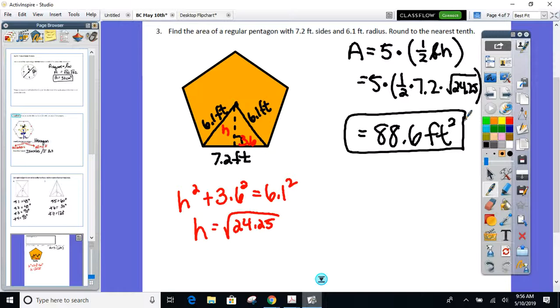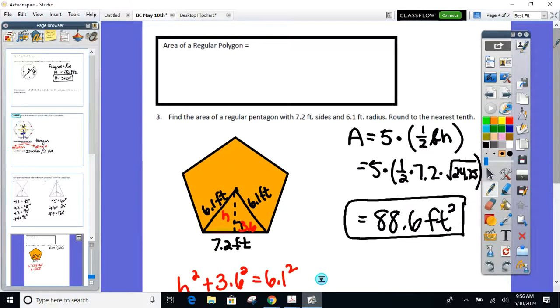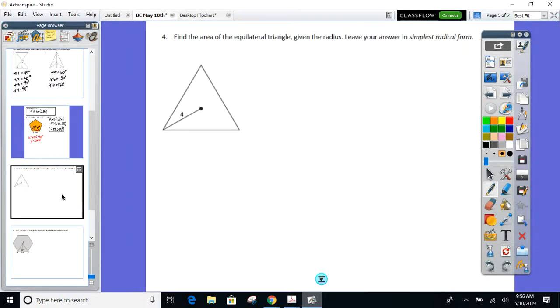Everybody okay so far? Because they're going to get a little bit more difficult because I may not give you all the information you need. Hold on, we got to write the area formula for any regular polygon right now. What did we just do? We took first, where did the 5 come from? So we're going to say number of triangles times 1/2 base times height. All right, everyone, makes sense? Number of triangles times 1/2 base times height. All right, here we go. Next one.